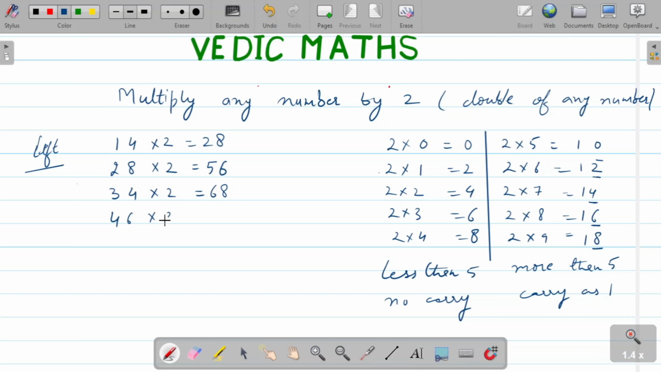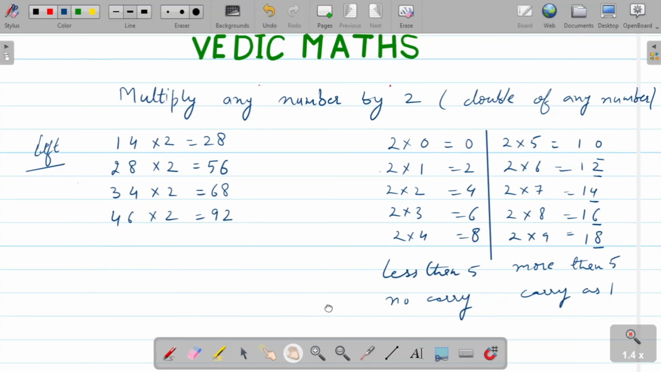46 into 2. Double of 4 will be 8, but the next number is 5 or more than 5. आपको अब तक हैबिट हो गई होगी जब हमने सिंपल एडिशन किया है तो नेक्स्ट नंबर को देखने की. सो 4 का डबल हो गया 8, 8 में 1 ऐड करेंगे 9 एंड 6 का डबल 12. विल सिंपली राइट 2 बिकॉज वी हैव टेकन केयर ऑफ 1 ऑलरेडी.